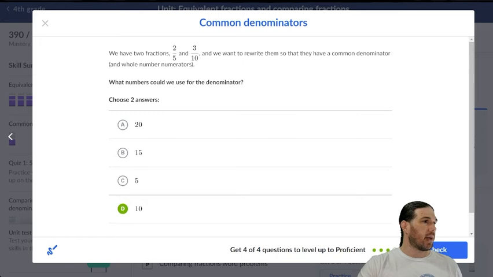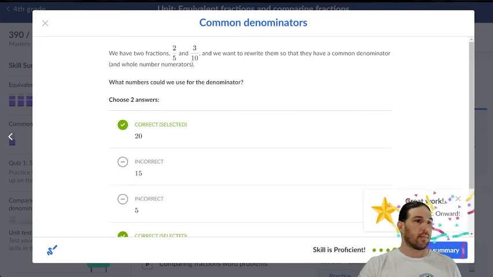So 10 and 20. And that is our first sort of dipping our toe into the pool of common denominators. Stay with me. We're going to keep going from here.